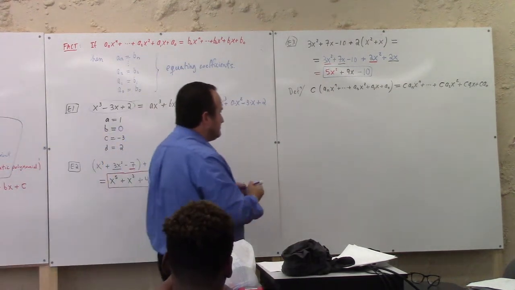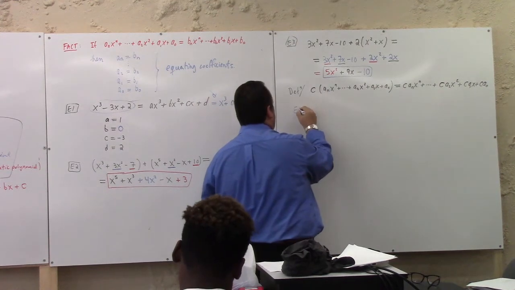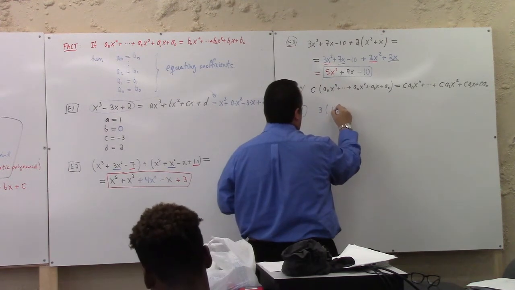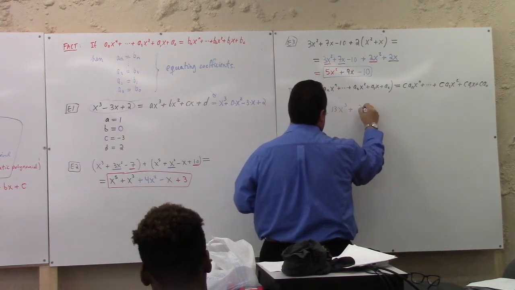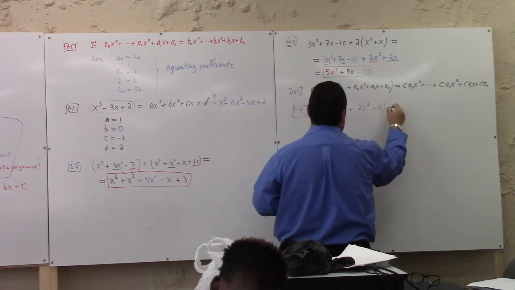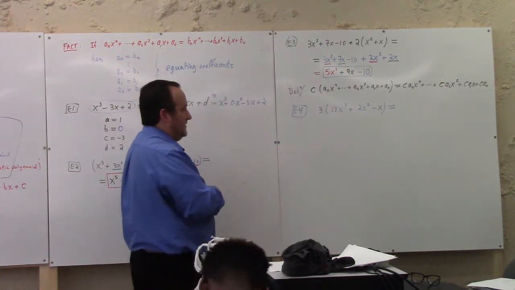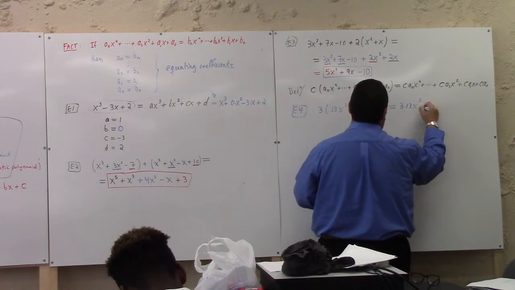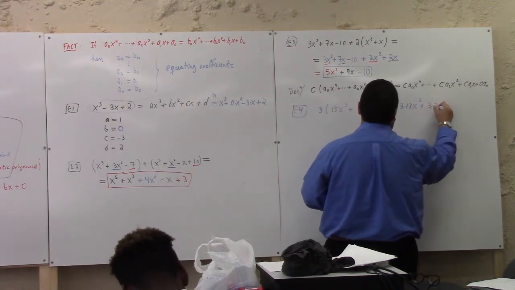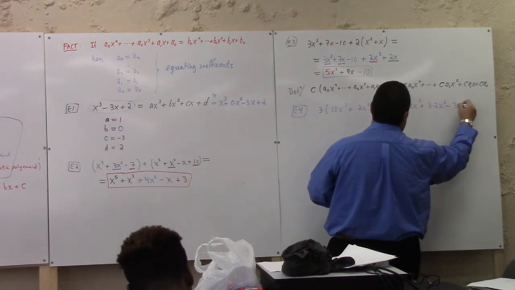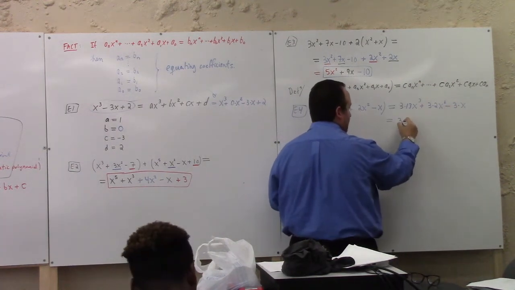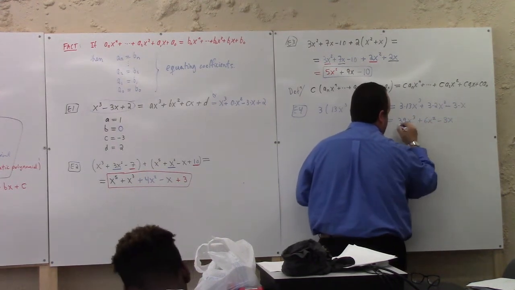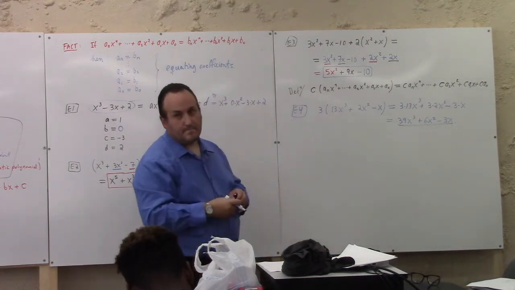Let me give you an example. Just to drive this point home, if I have 3 times 13x cubed plus 2x squared minus x, all right, then that's equal to 3 times 13x cubed plus 3 times 2x squared minus 3 times x. In other words, 39x cubed plus 6x squared minus 3x. All right?